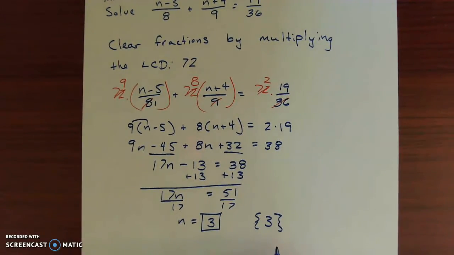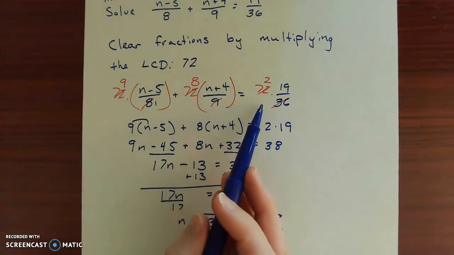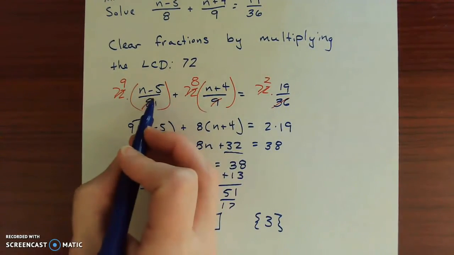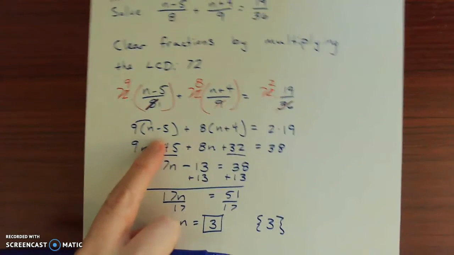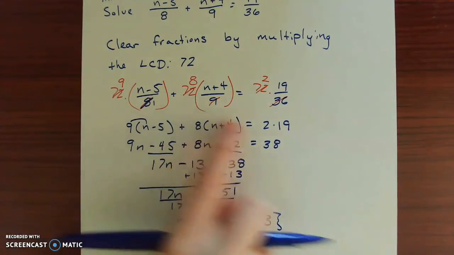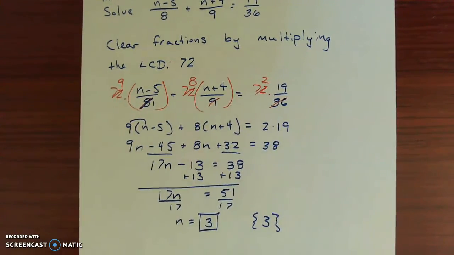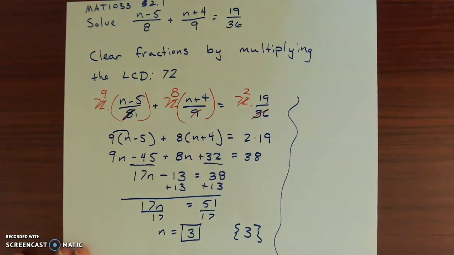Okay, so just a couple of reminders. Again, to clear the fractions, we multiplied both sides by the LCD, so that the denominator cancels out to 1, and I have cleared the fractions. We need to make sure we multiply the entire left side and the entire right side by the same thing. So remember, we can only do this when solving equations.